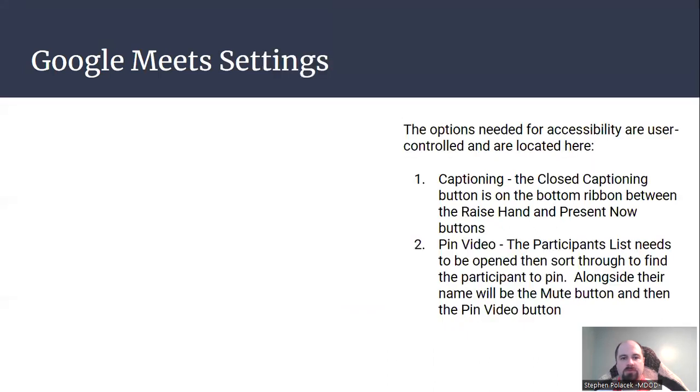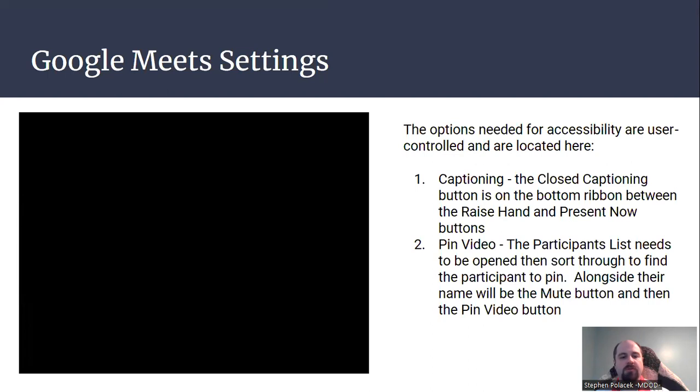All right, Google Meet settings. The original image here got screwed up, so I do have a separate image here. The options needed for accessibility are user controlled and are located here. So you have closed captioning, that's on the bottom ribbon, currently between the raise hand and present now buttons, and then there's pin video that's available from the participants list, and you'll have the mute button next to them, but then there'll be the pin video button.